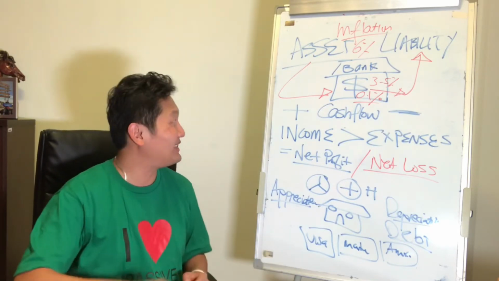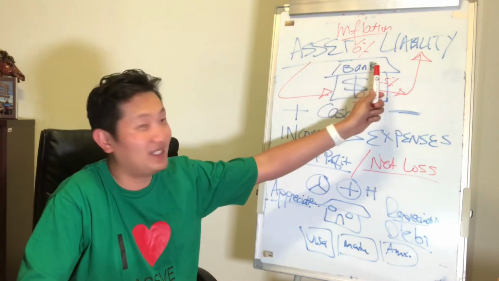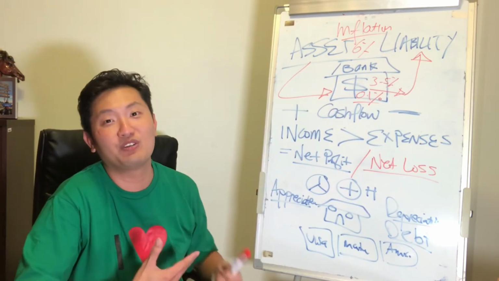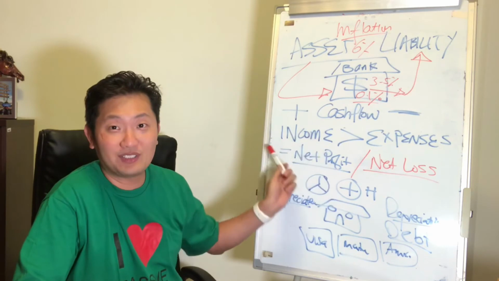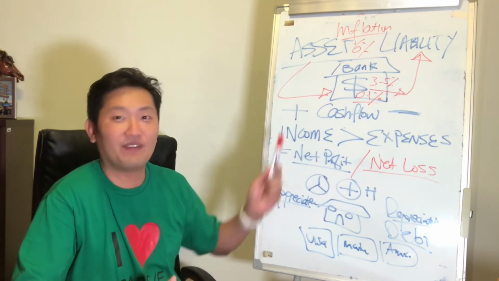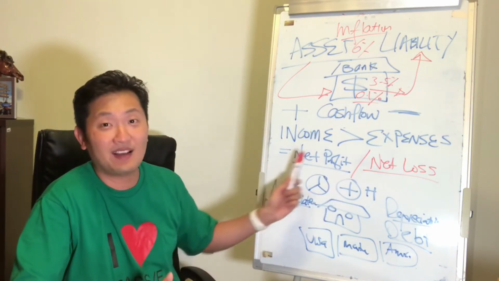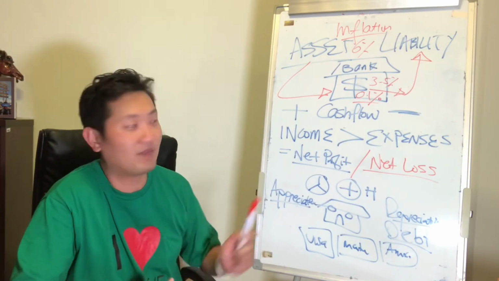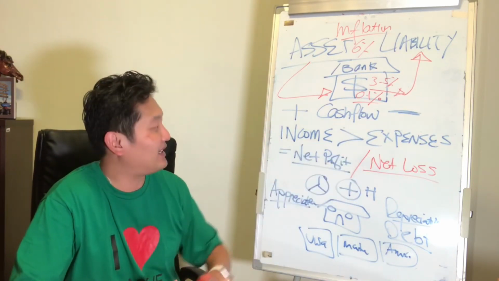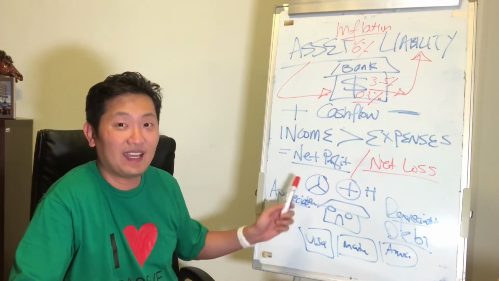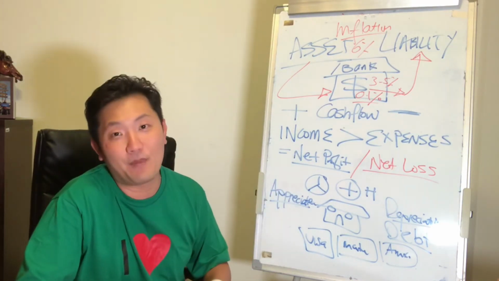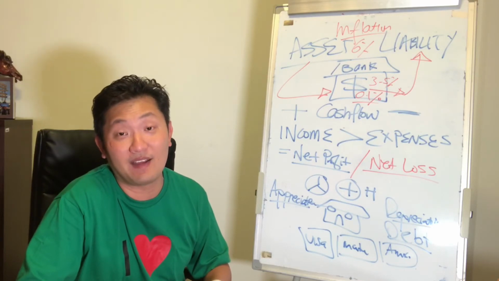So, let's revise here. Assets versus liabilities. Which one should you have more of? Of course, you should have more assets. And cash flow, positive or negative? Of course, positive cash flow. Income versus expenses. Which one should you have more of? Of course, more income versus expenses. And that will result in a net profit every month, and you are in what we call positive territory every month.